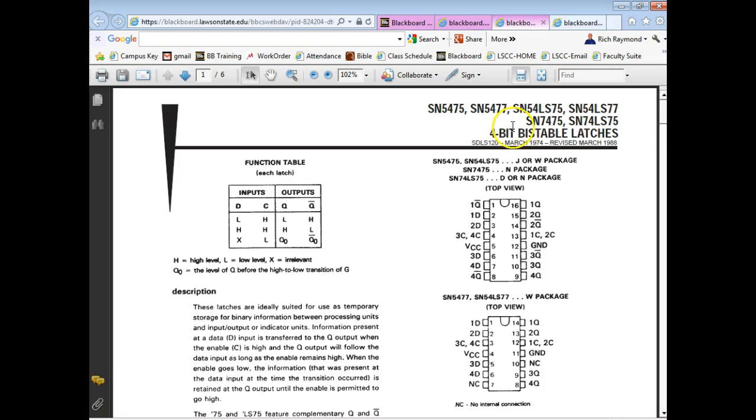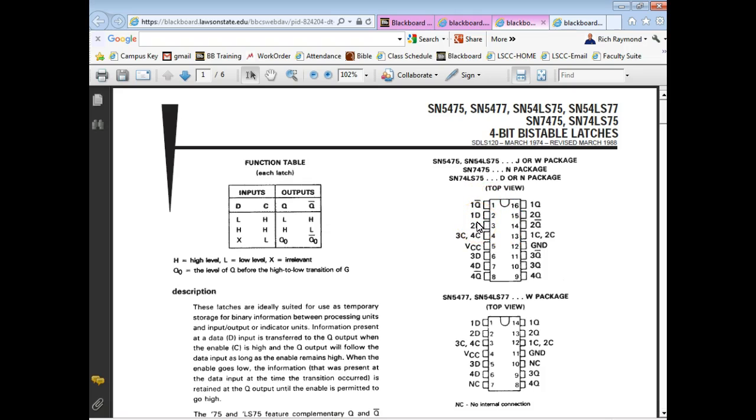Now, it's kind of strange in that how many enables do you see? So the enables they call C. How many latches do we have in there? We have 4 of them. They call them 1, 2, 3, and 4. So here's latch 1. It's between 1, 2. So the D input is on what? Pin 3. I'm sorry. The D input is on pin 1. The Q output, the not Q's.